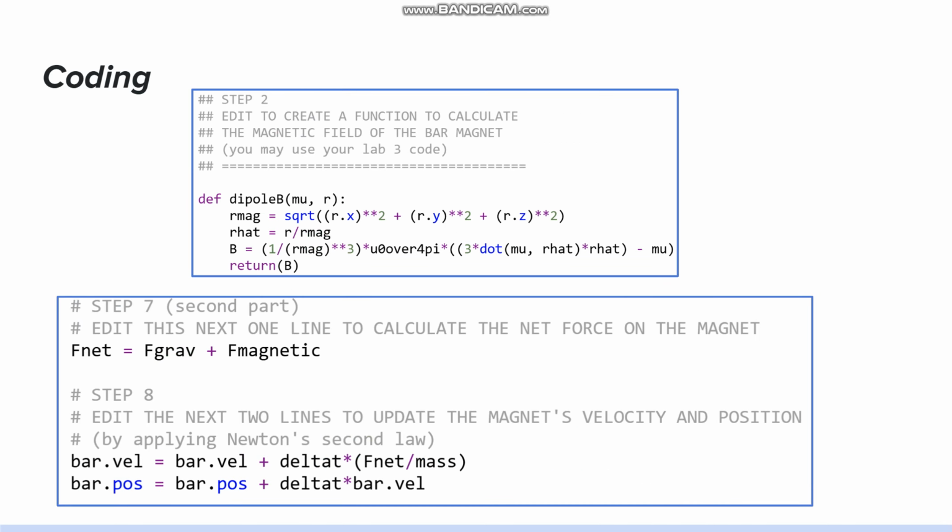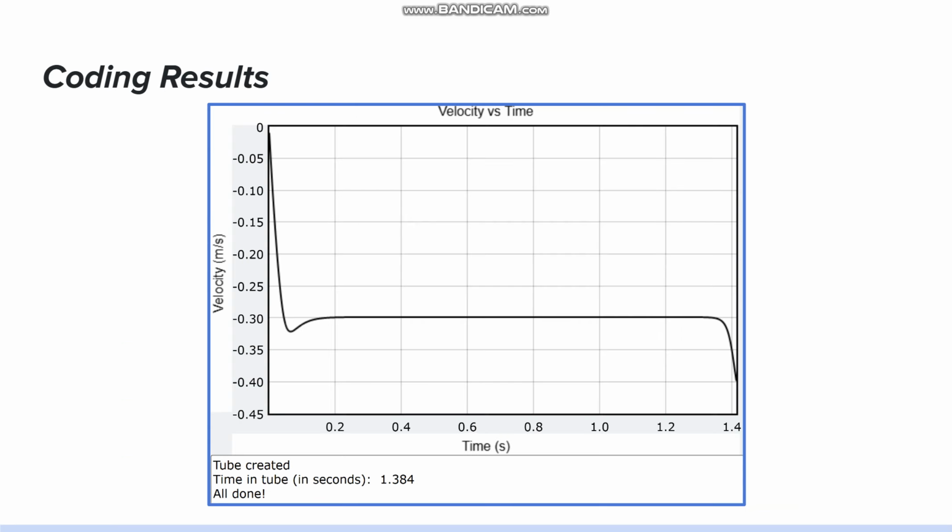As seen here are 2 more pictures of my model, including important functions such as the magnetic field of the bar magnet and F net being equal to F gravity plus F magnetic. Also very important seen here is the velocity and position of the bar magnet. Ultimately, using this model, it led to a time in the tube of 1.384 seconds, as can be seen here in this graph.